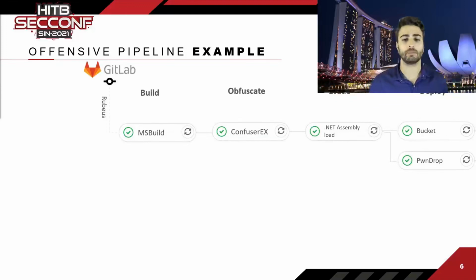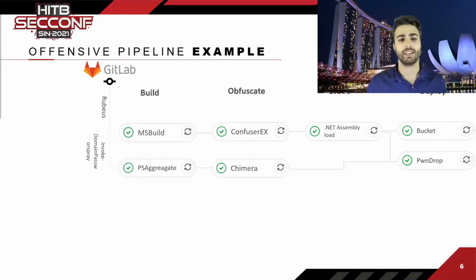Another PowerShell example can go with Invoke-DomainPasswordSpray, where it doesn't need to get built, but aggregated from a few PowerShell files. This is another job you can define. Then the combined PowerShell script passes through to the next stage, where it gets obfuscated using Chimera.